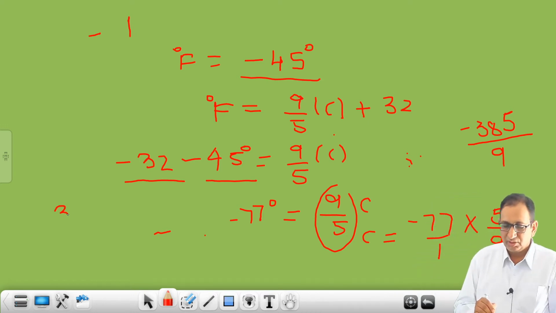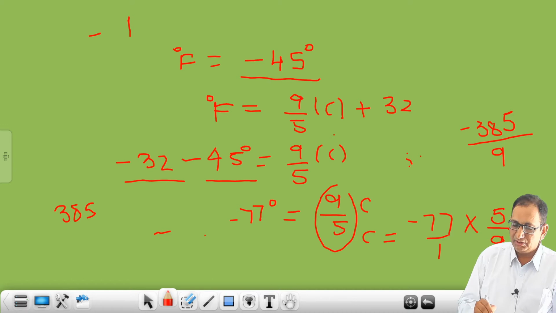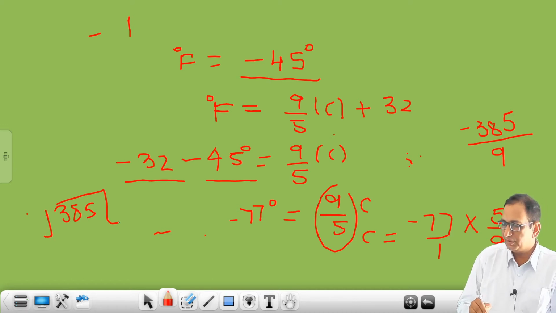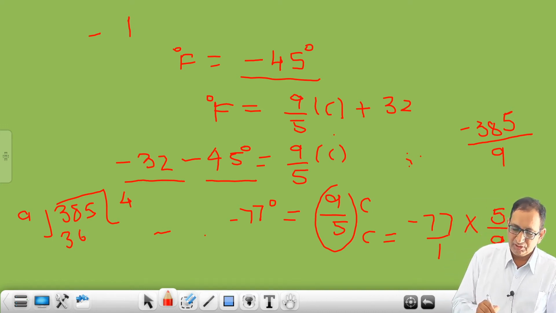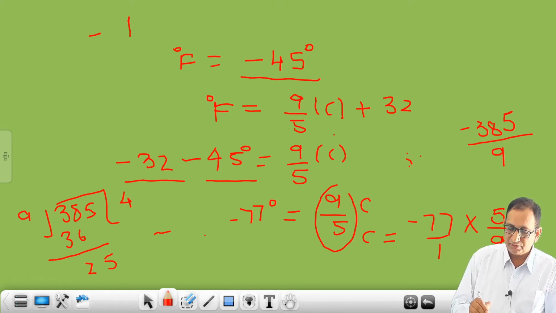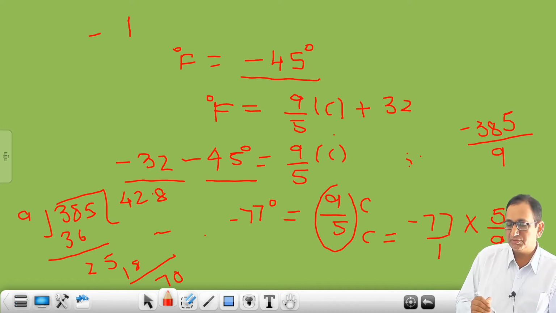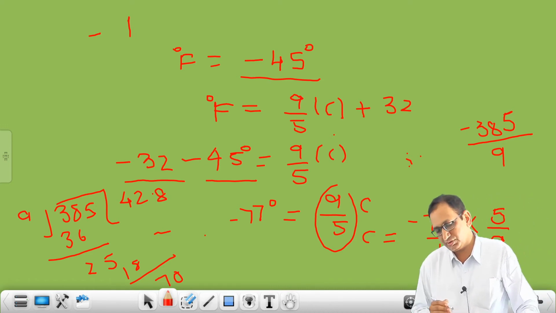Now students, you have to divide 385 by 9. The answer we will get in fraction. No problem. So 9 4 ja 36. Here the remainder is 2. You take here 5. And now 9 2 ja 18. So here the remainder is 7. You take here minus, and 9 8 ja, 9 7 ja. So approximately it is minus 42.8 degree.